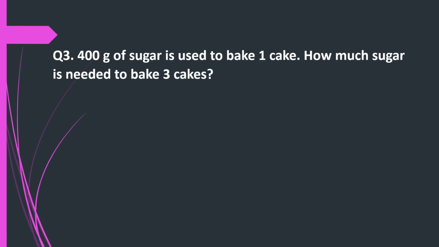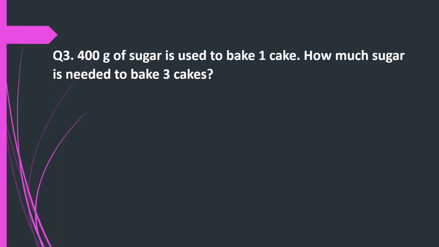Now children, see this question. Question 3. 400 gram of sugar is used to bake 1 cake. How much sugar is needed to bake 3 cakes? Now see, 1 weight is given to you and the weight of 3 cakes you have to find out. So very easy, children. I told you earlier also, if more number is asked, then you have to multiply, as if you are doing repeated addition here, because 400 gram you will write 3 times. If you add it repeatedly, 400 gram, 400 gram, 400 gram, instead of writing repeatedly you can multiply it, because it is repeated addition.